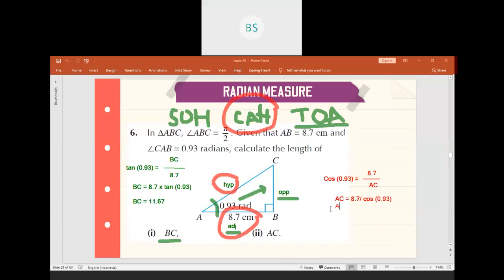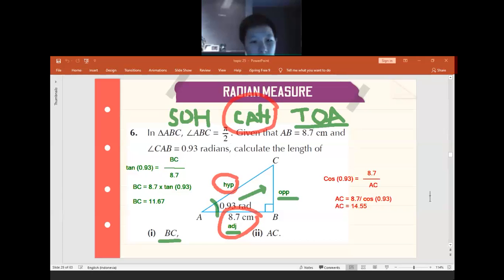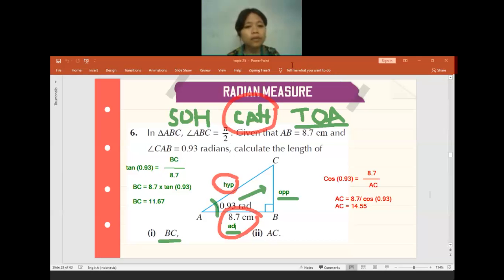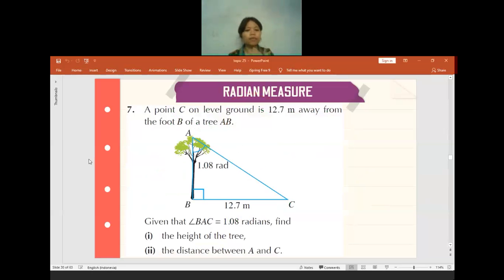Is there anyone who got confused? 14.55, is it? Or is there anyone who got a different answer? No? Okay. If no one got confused, let us continue to the other thing that I already prepared. Later I will share the PowerPoint with you because it's not in your textbook.